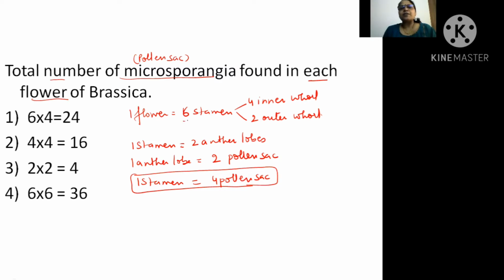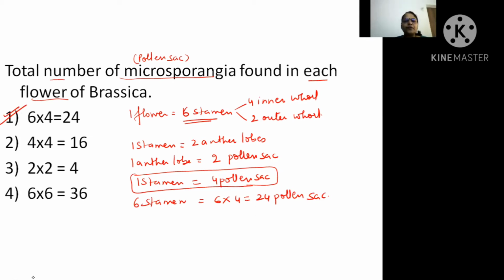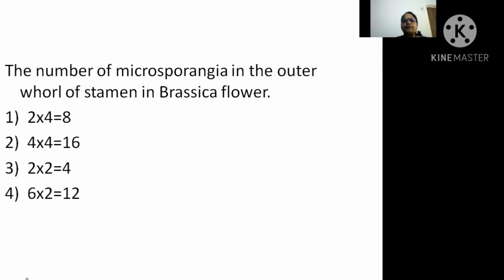And how many stamens are there in total? Six stamens are there. So six stamens means 6 into 4. It means a total of 24 pollen sacs will be there. So I hope you have understood, the answer will be the first option. Is it clear? Now see the next question.